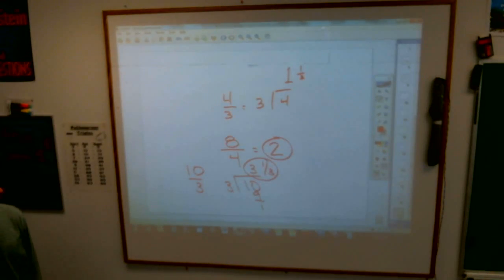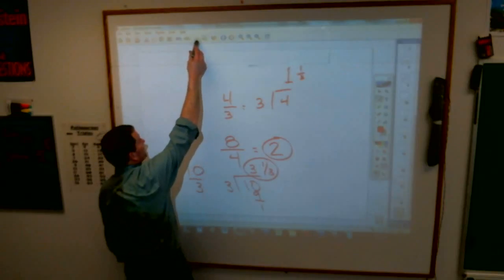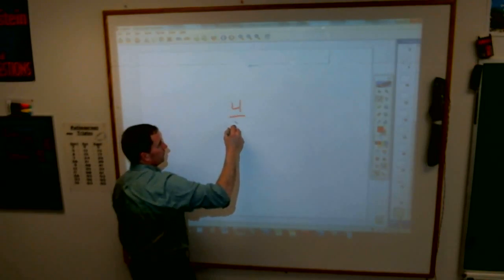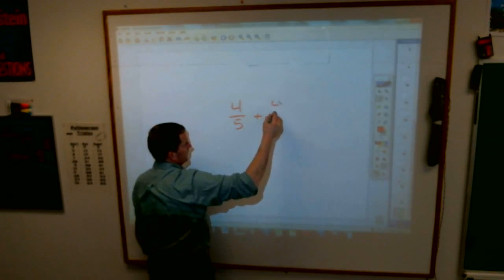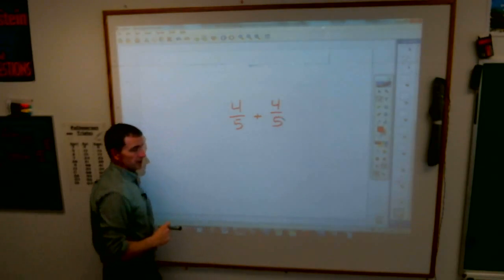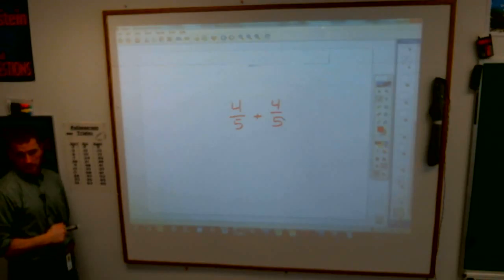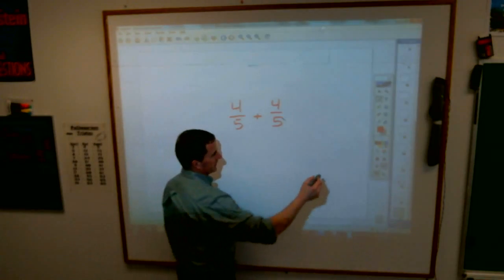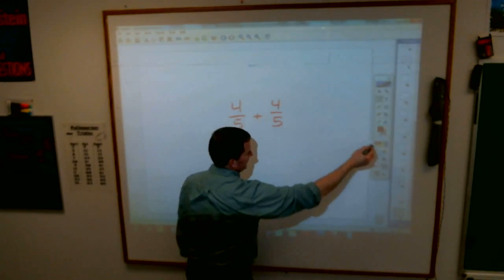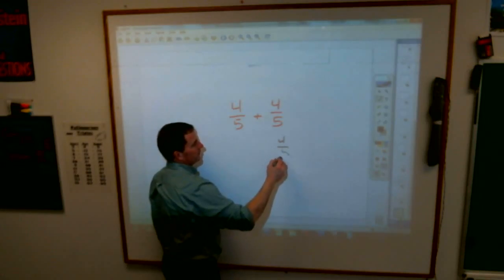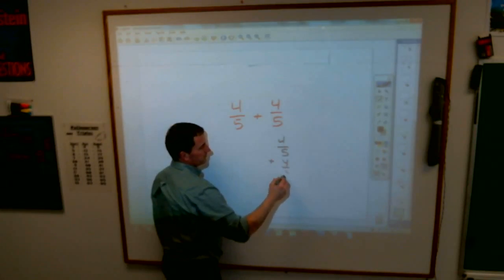And you might run into a problem that looks like this. 4/5 plus 4/5. What's the first thing you would do with that problem? I don't want the answer. Thank you very much for what you were saying. Zach Roth? You write it up and down. Write it up and down because it's adding fractions, and that's in your notes. If you add 4/5 plus 4/5, what do you get?